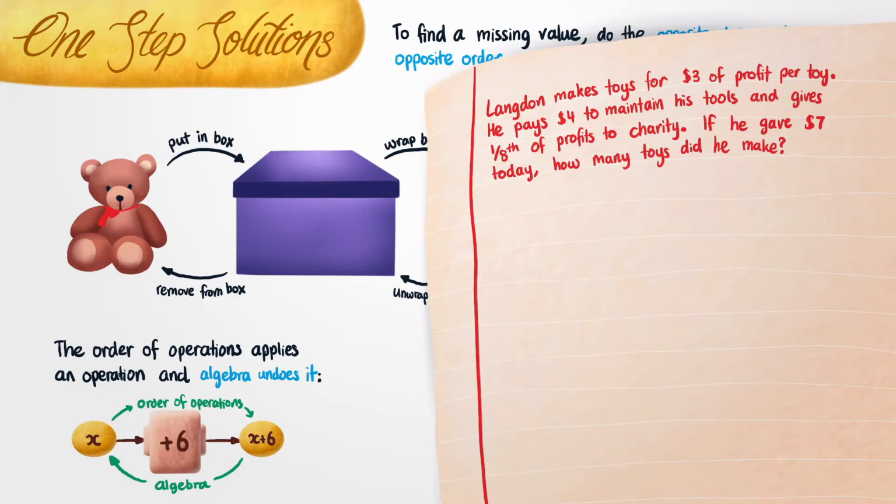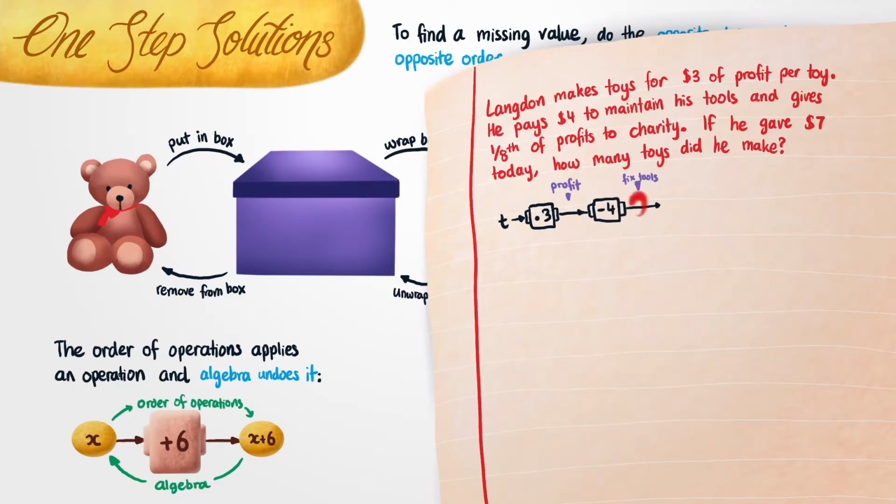Okay, so to solve this problem, suppose that the number of toys he made today is the letter T. Now, if he made 10 toys, for example, he would have made $30 of profit because he makes $3 of profit every time he makes one toy. So to get the amount of profit he's made, you just multiply T by 3. After we figure out how much profit he's made, we have to remember that he pays $4 to maintain his tools. So we have to subtract 4 from the total amount he has so far.